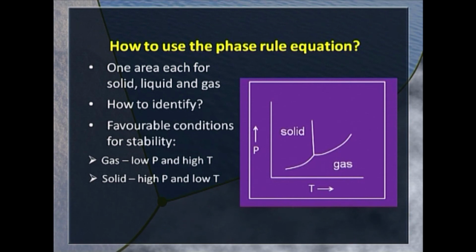So, you have the region identified as solid, which is at high pressure and low temperature, and the liquid comes in between. So, it is possible for us to identify the three areas: solid, liquid and gas, and the boundaries that separate them give us the two-phase equilibria. We have solid liquid, liquid gas and solid gas equilibria in this.